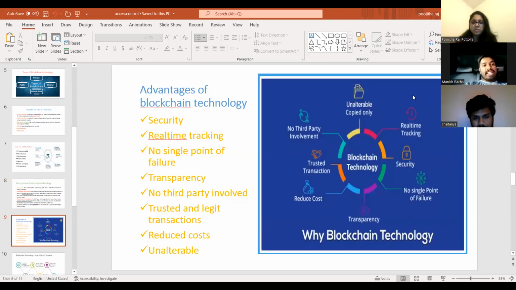So what are the advantages of blockchain technology? The advantages are that it gives more security, real-time tracking, no single point of failure, and transparency of data. No third party will be involved, trust and legitimate transactions will be going on, the cost will be very low, and it's unalterable. It means it cannot be altered. The next slide.